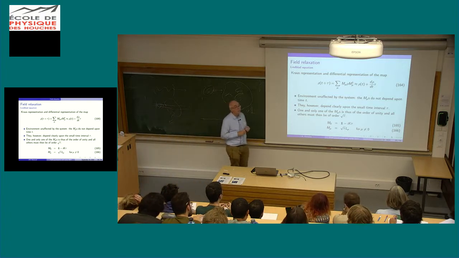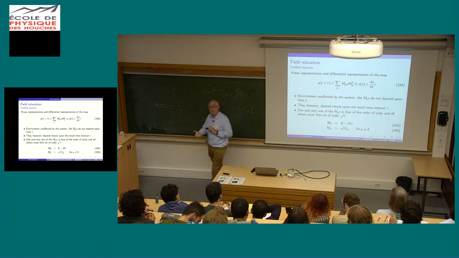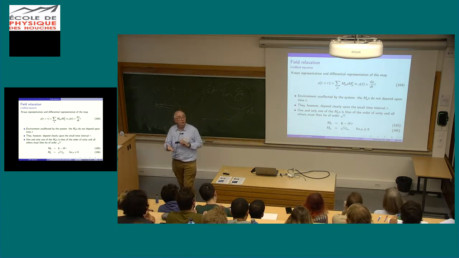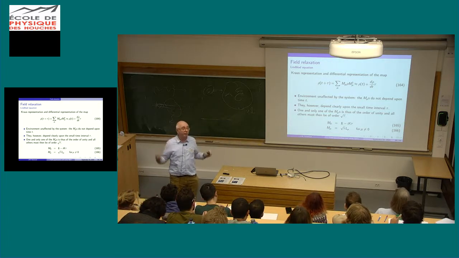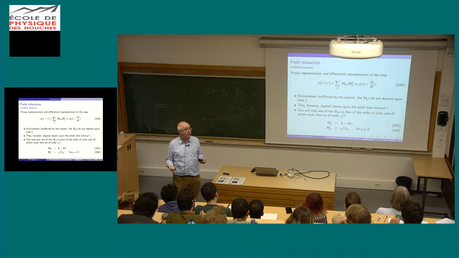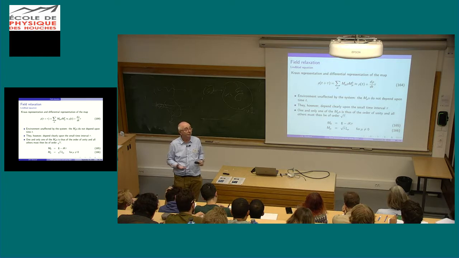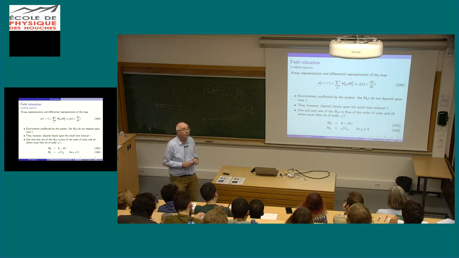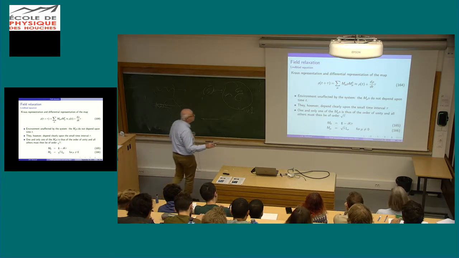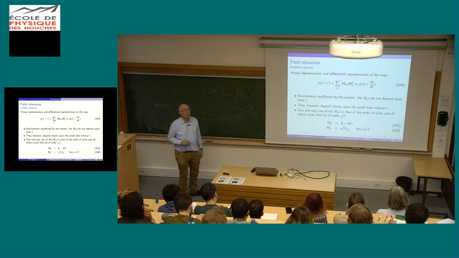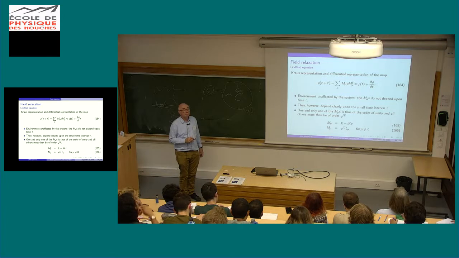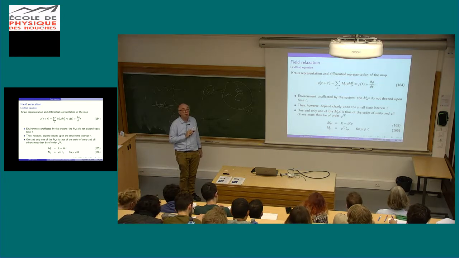What about the M mu's? They, of course, depend on what the environment is doing to the system. But as the environment is very, very large, it's in a steady state that is not affected by the system. Once again, the walls in this room are not affected when they absorb a single photon. So the M mu's should not depend upon time t. They only depend upon the time interval tau, because it's the map from rho of t to rho of t plus tau.